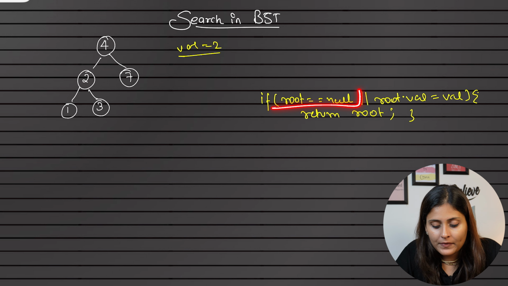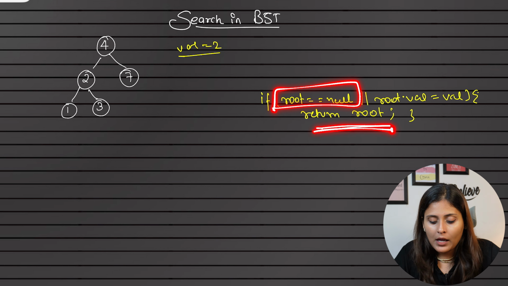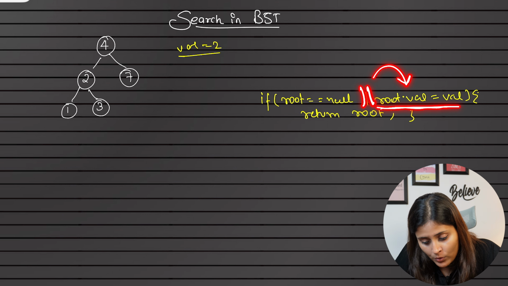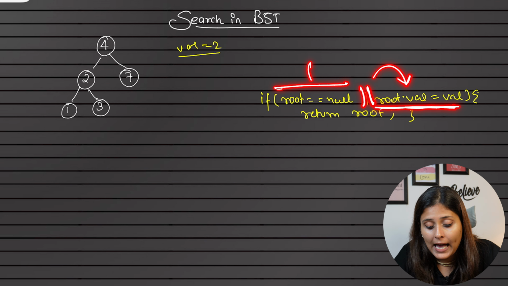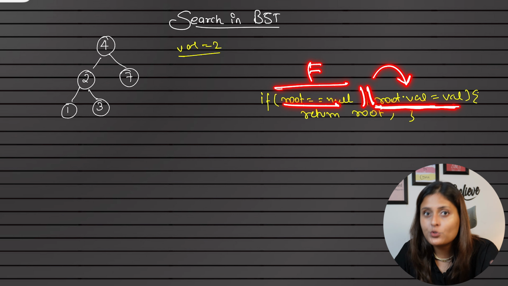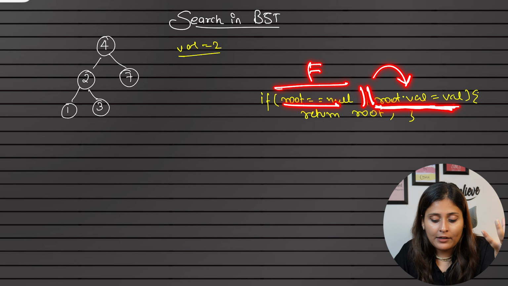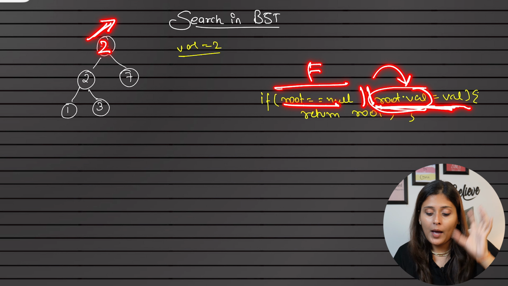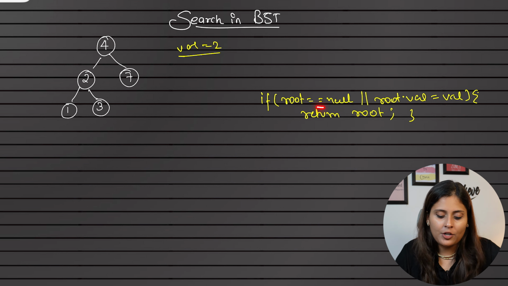See, if root is null, then we'll return root, which is null only. The OR condition will get checked only when the first part is false. And if it is false, it means root exists. And if root exists, we are free to check the value. So we'll check if the root dot value, suppose it was 2 only, matches. Yes, the value matches, so return this root, which was expected also. But here it does not match. So it will say no, it does not match.